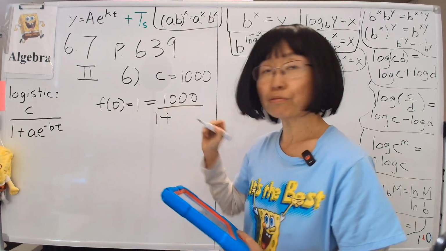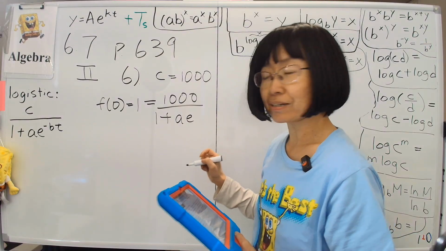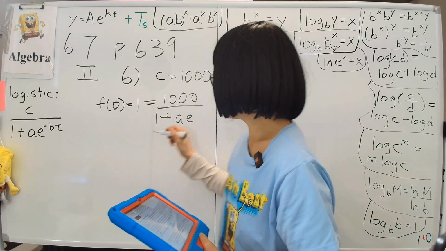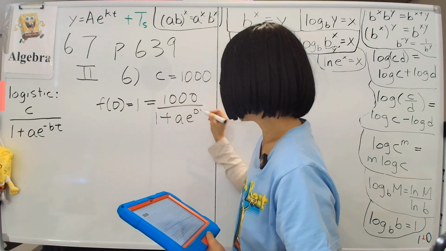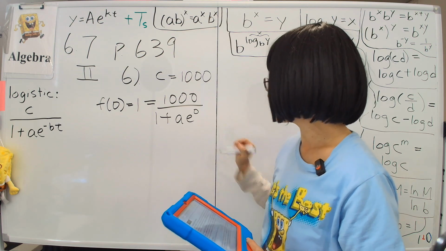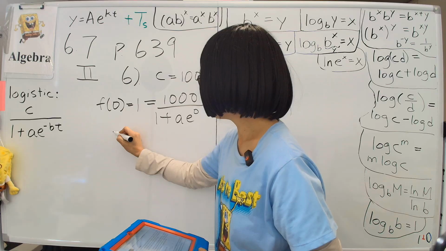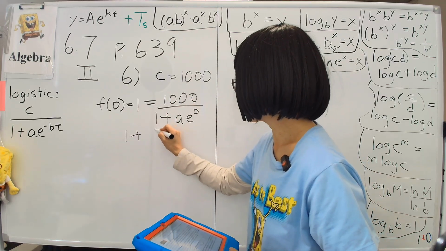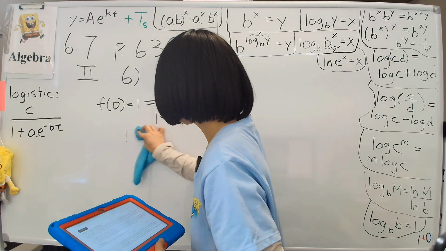1 plus. We don't know what a is yet, and then e to the power, e is just a number, right? 2.718, or something. And then when t is 0, it doesn't matter what b is. This whole thing up there is going to be 0. So that is just a, right? Because e to the power 0 is 1. Everything to the power 0 is 1. And so 1 times a is a. So our formula becomes 1 equal to 1,000 over 1 plus a. 1 equals, I said 1 equal, equal please. All right.